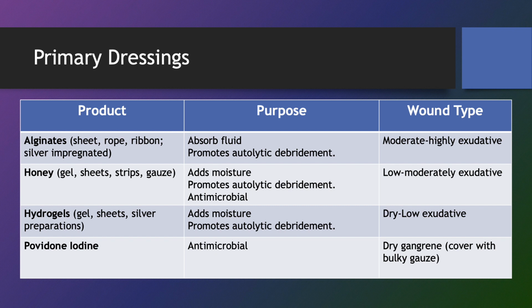The next product are honey products. These come in gel, sheets, strips, or gauze form. They add moisture, promote autolytic debridement, and are antimicrobial. The wound type most appropriate for this are the low to moderately exudative wounds. Hydrogels come in gel, sheet, and silver preparations as well. They add moisture, promote autolytic debridement, and are used for dry to low exudative wounds. And finally, iodine. The purpose is to be antimicrobial, and it is used on dry gangrene.